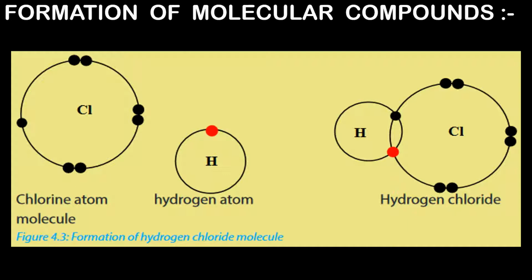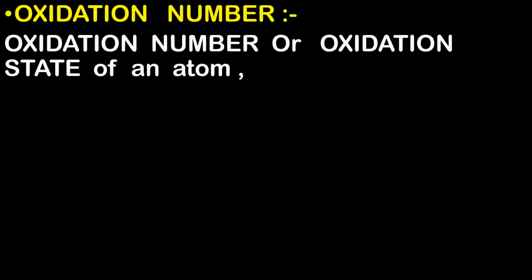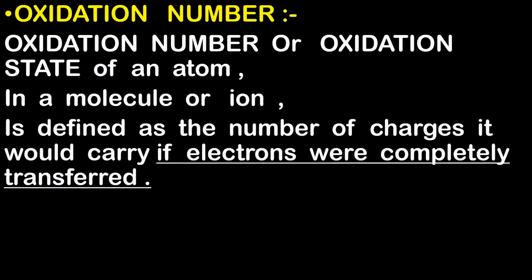So for that, there was a concept introduced called the oxidation number. What is the meaning of oxidation number? The oxidation number, or the oxidation state of an atom which is present inside a molecule or an ion, is defined as the number of charges it would carry if electrons were completely transferred.